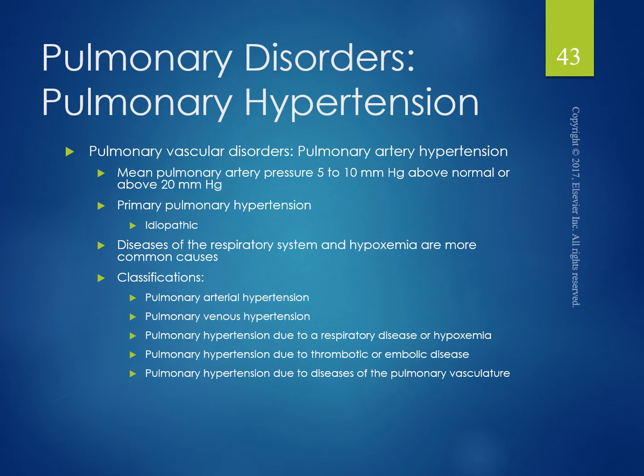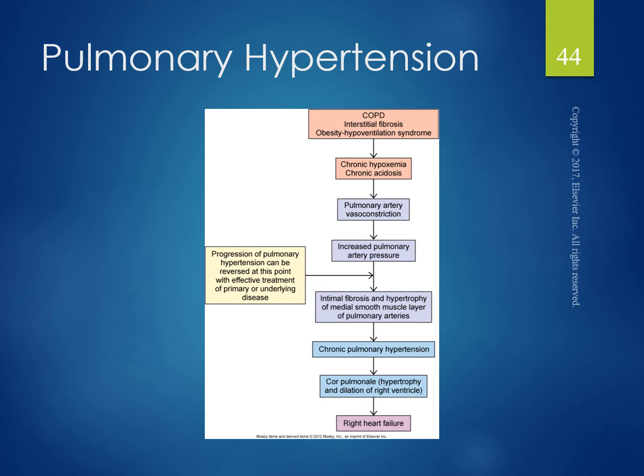It could be picked up on a chest x-ray by an enlarged right heart border, or an electrocardiogram will show right ventricular hypertrophy. It's usually manifested by fatigue, chest discomfort, tachypnea, and dyspnea, usually with exercise. Usually it has to be a definitive diagnosis with a right heart catheterization, along with x-ray, echocardiography, and CT. This is just its algorithm.